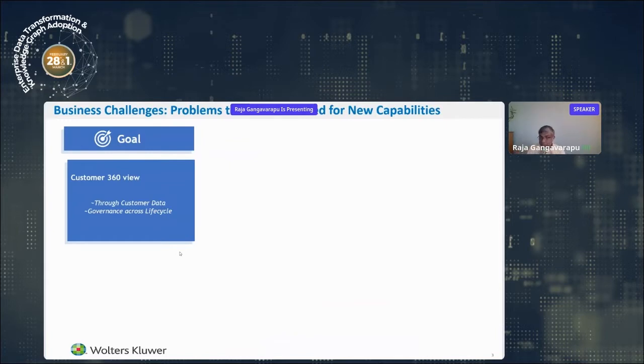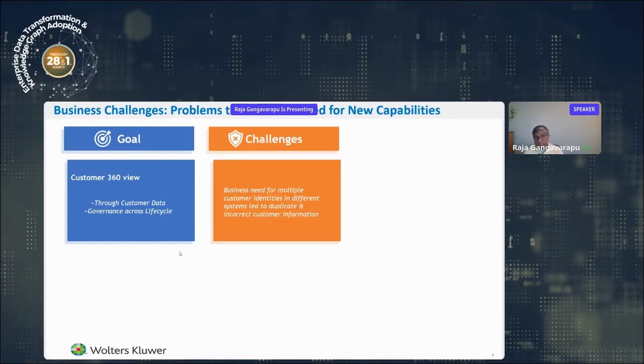So that's what we're trying to accomplish, not necessarily for entire Wolters Kluwer, but it is one business unit. Okay, let's go and solve for this business unit. So we look through how we can get to, okay, we need to get the right customer records, customer data to create that. And then we need to have a governance across the life cycle of the customer record. Okay, good start.